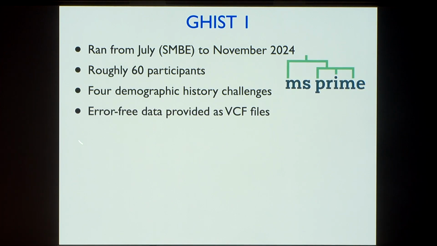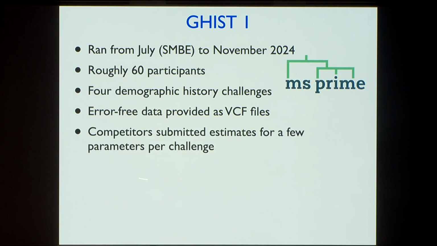So this year, the data we provided were error-free data provided as VCF files. So again, making things simple, making the easiest possible inference we could do. In the future, I could envision distributing reads or error-prone data to really test the boundaries of our methods. And we asked competitors to submit estimates for a few numerical parameters per challenge. Just again, to keep things pretty simple. In the future, there is the capability to ask people to submit things like distributions of coalescence times or almost anything you could imagine. If you're really ambitious, you could even ask people to submit pipelines as Docker containers and run them on unseen data.